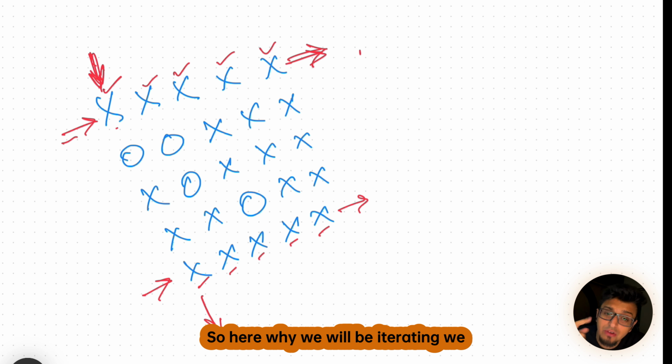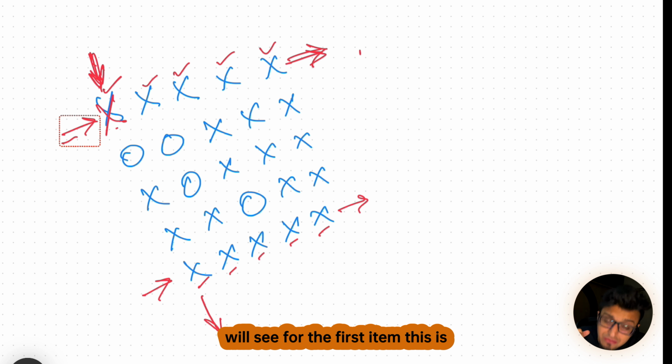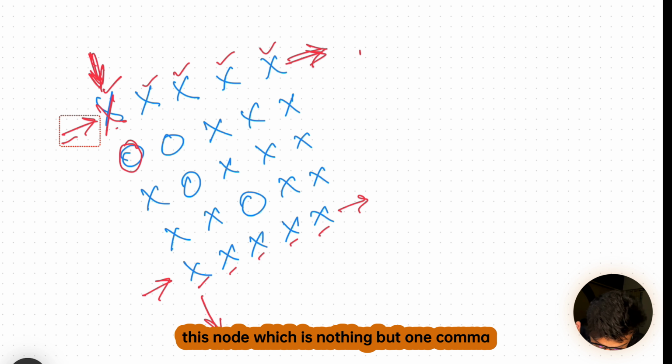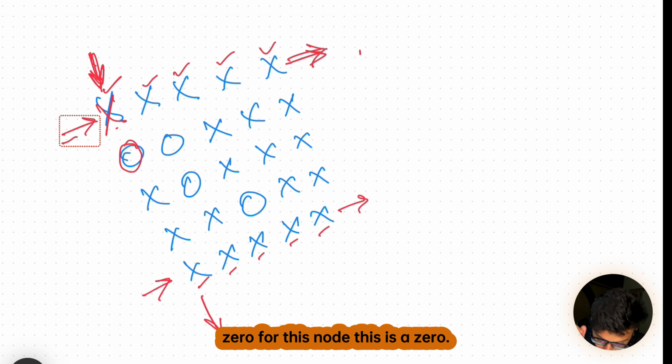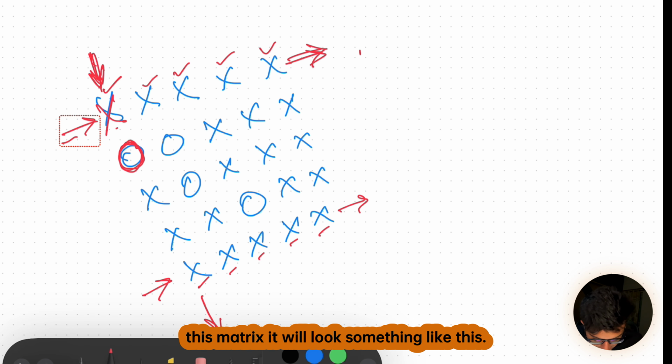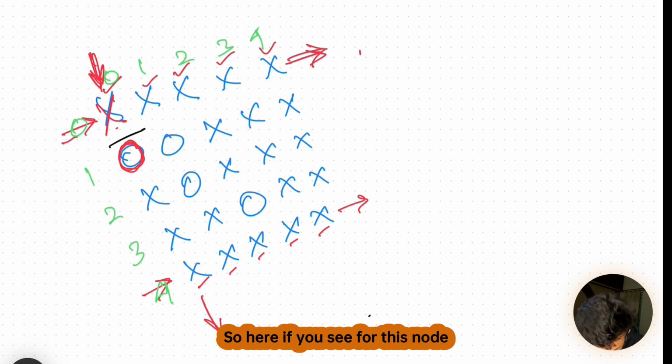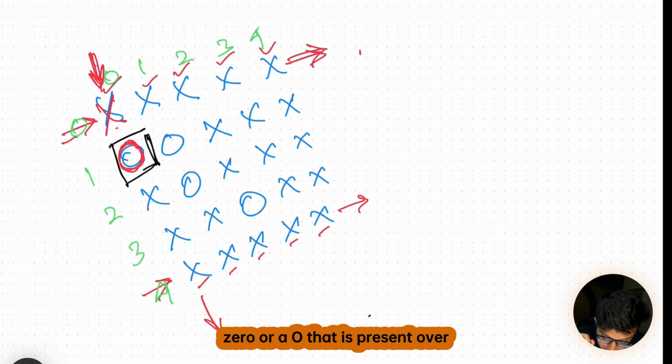So here while we are iterating, we will see for the first item, this is x. But for the next node, that is this node, which is nothing but 1, 0, this is a 0. So if I just mark the indexes of this matrix, it will look something like this. So here for this node, that is 1, 0, there is a 0 present over here.